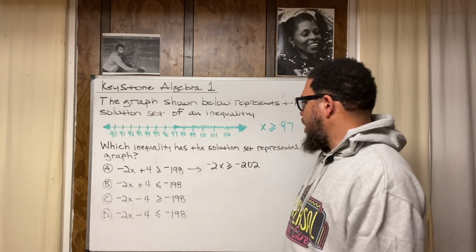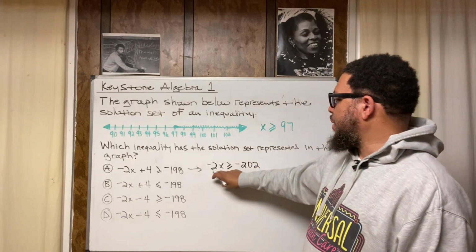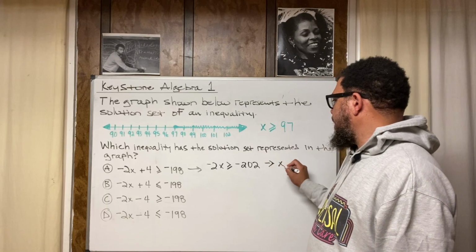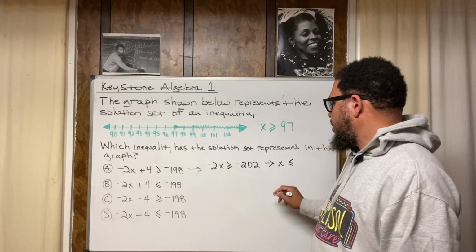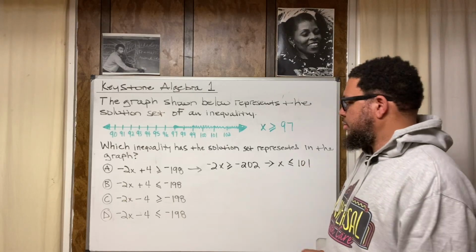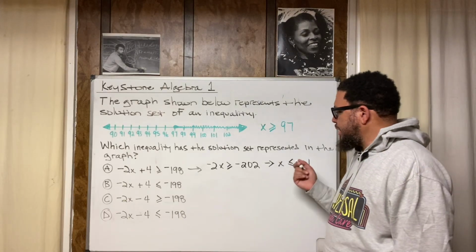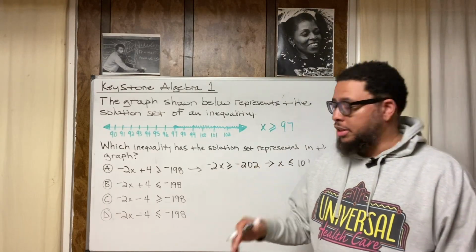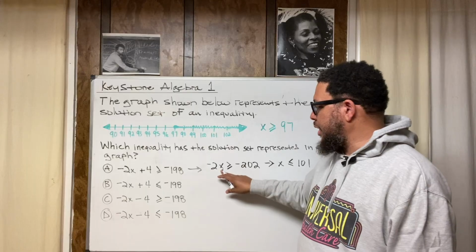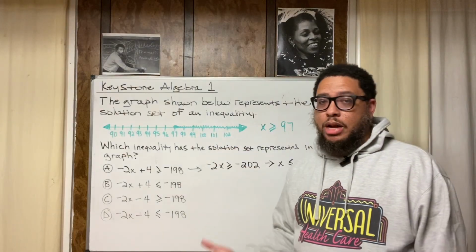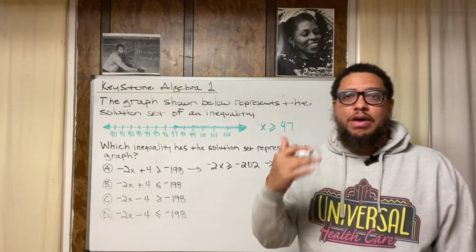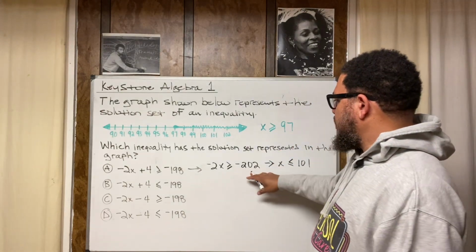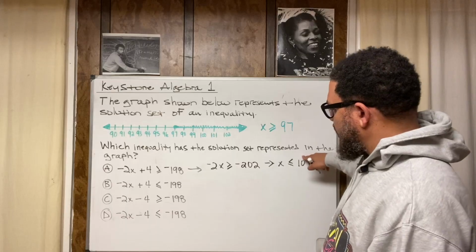-202. Now, if I divide this by -2, then I'm going to have x is less than or equal to 101. So this ain't no good. Now, understand something. How did I get rid of the negative 2? I did the opposite operation. The opposite of multiplying by negative 2 is dividing by negative 2. So we divide this by negative 2, and it's going to be positive 101.